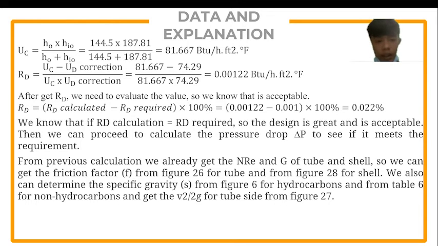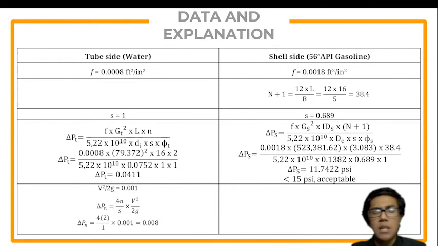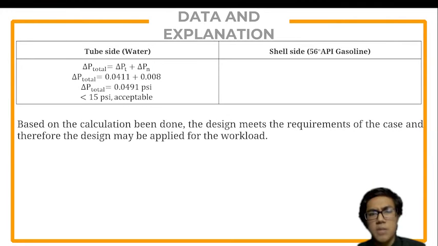We know that the RD calculation is almost the same as the RD required, so the design is great and acceptable. Then we can proceed to calculate the pressure drop to see if it meets the requirement. Now we will calculate the total pressure drops on both sides. On the shell side it is 11.7422 psi, which is under 15 psi and acceptable. And for the tube side, the total pressure drop is 0.0491 psi, which is under 15 psi and acceptable. Therefore, based on the calculation that meets the requirement of the case, the design may be applied for the workload given in the case.